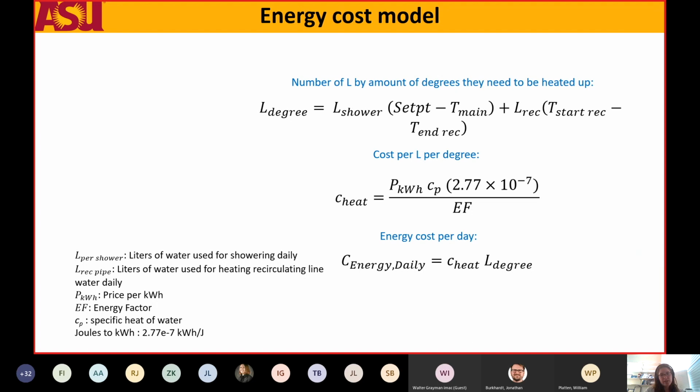And then finally, we have a very simplistic energy cost model where we calculate the amount of heat necessary to heat the recirculating loop and the water heater over time and apply cost to that. And all of these things are normalized on a cost on a daily basis, so one shower happening over that time.